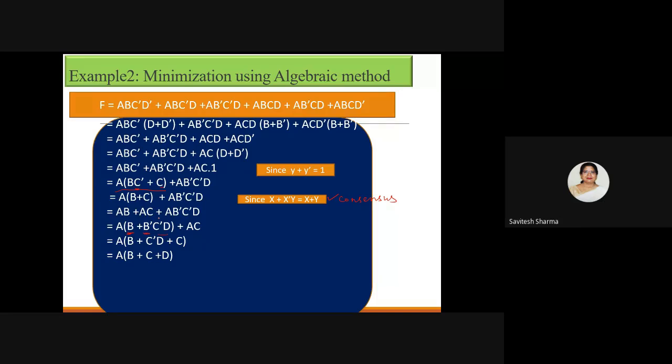Everyone got it? Here 2 times we apply this same theorem. Here also we applied the consensus theorem. C plus C complement D is equal to C plus D. Okay. Here also we applied B plus B complement C complement D is equal to B plus C complement D. Okay. So these are the steps we use to simplify it. So you see that we started with the 7 terms and we reached up to the term that contains 4 literals.